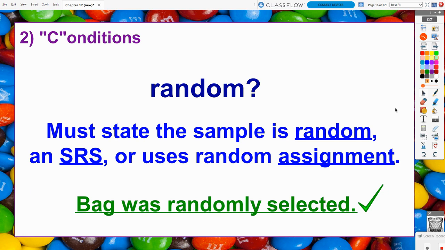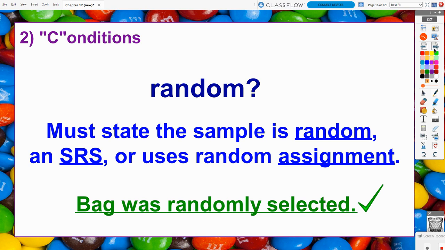Now, conditions. Guess how many there are? Three. Guess what the first one is? It's still random, the same exact thing we've been looking at before. The sample must be stated to be either random, an SRS, or maybe it's going to use random assignment. And what were we told about our bag of M&Ms? That the bag was randomly selected. So we are good to go with the random condition.